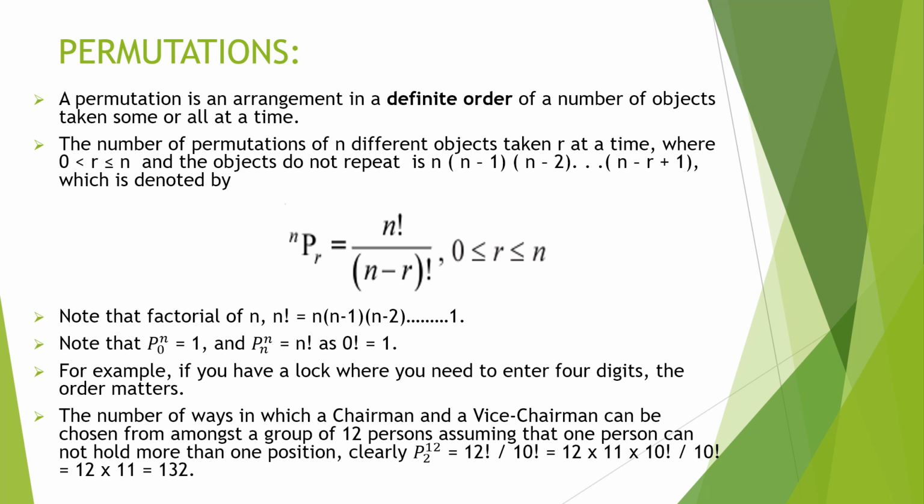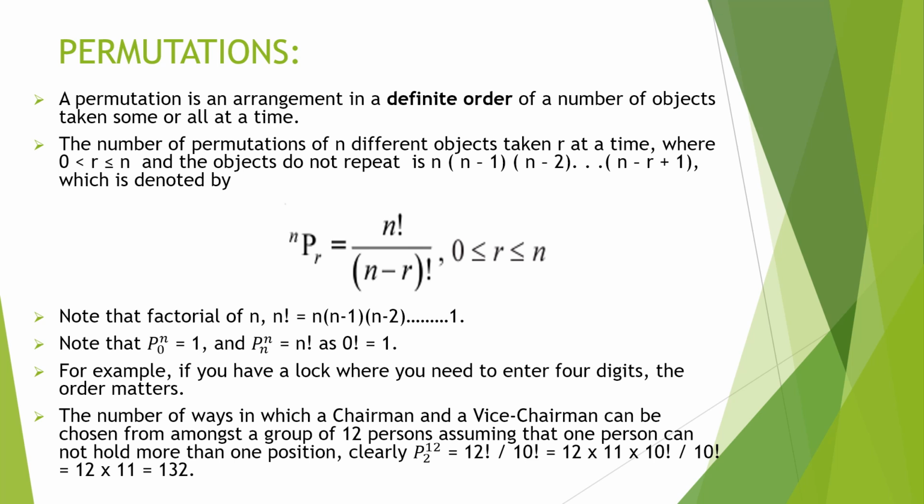For example, if you have a lock where you need to enter 4 digits, then the order matters. That means you can have any number of combinations, but in that order. If I have the code as 8351, then 1538 is different from that. So remember one thing, in permutations, order matters.